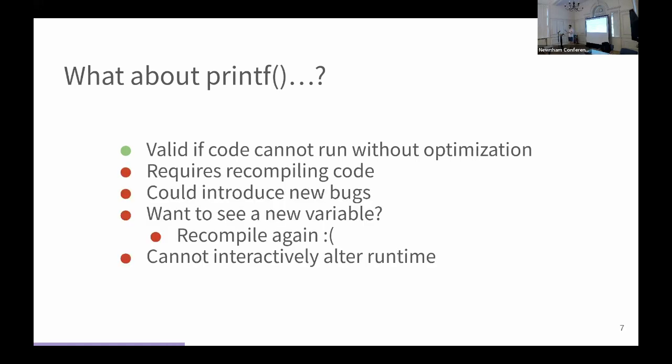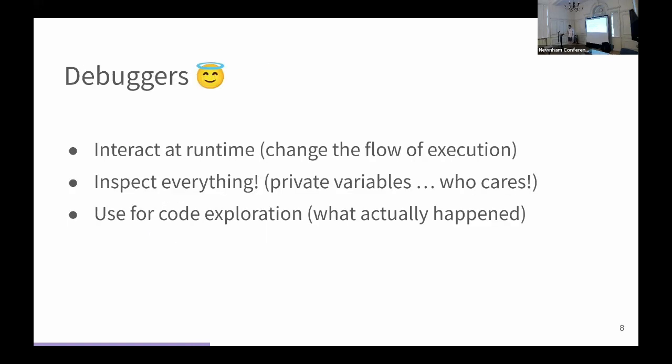Other reasons why it's bad is you need to recompile every time you add a different print statement. You could introduce new bugs. Maybe you think you've just added a print statement, and then just as you were saving, you pressed a button somewhere else, maybe undid another change, and you might have introduced a new bug. Want to see a new variable or print a new thing? Well, good luck. You've got to recompile again, okay, and rerun it and get back to that point. Also, you can't interact at runtime, so you can't change the flow of the program like you can with a debugger. With debuggers, you can interact at runtime, and hopefully we'll come to see that later.